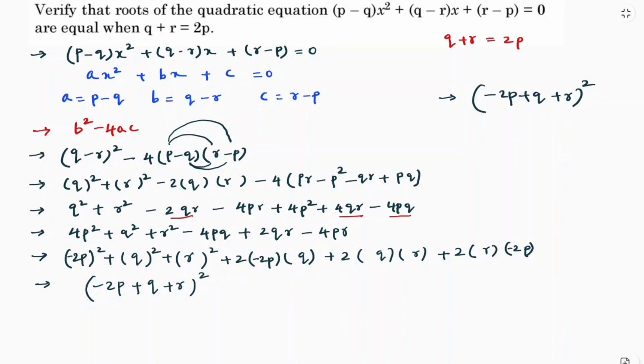So what I got in the last step is (minus 2p plus q plus r) whole square. But if you observe here, this value q plus r is given as 2p. So minus 2p plus 2p is 0. So the answer is 0. Therefore, the discriminant I got is 0.